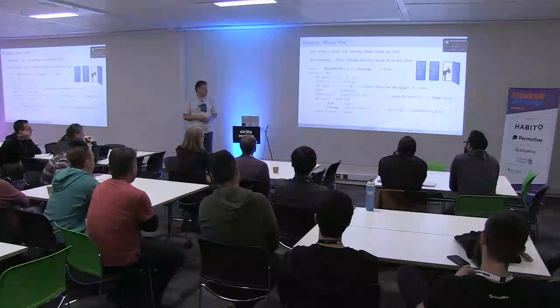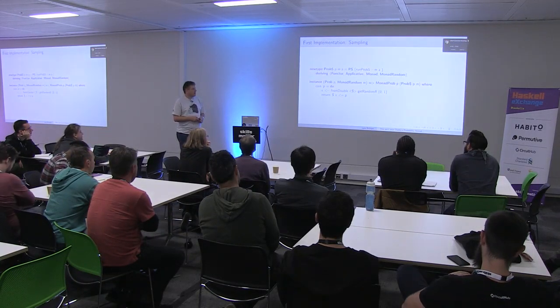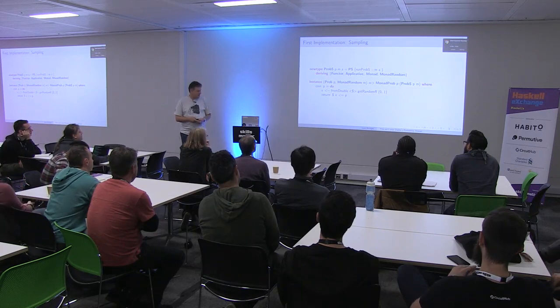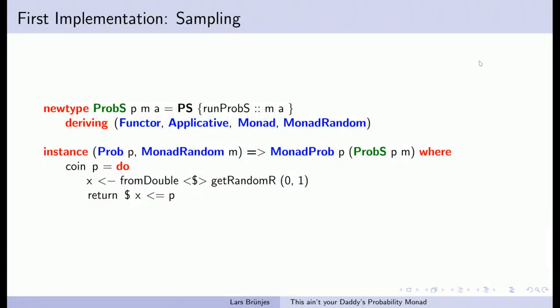And so now we have this program, but of course we can't run it because for now this is just a type class, so we don't have an implementation yet. An easy implementation of these things is always sampling, where you don't get exact results, you just use random numbers. So if you have a monad random, that just means it's a monad where you can have access to randomness. Then you can sample from this probability monad.